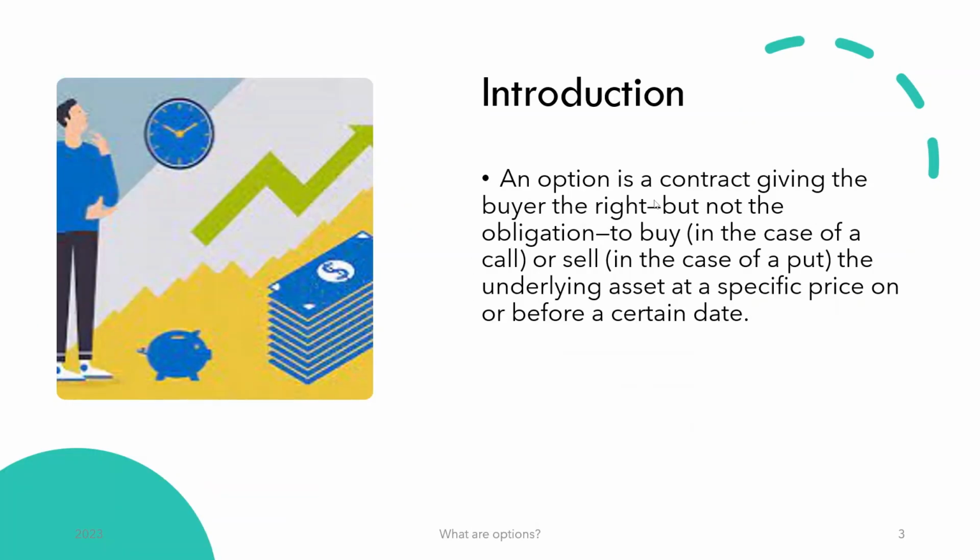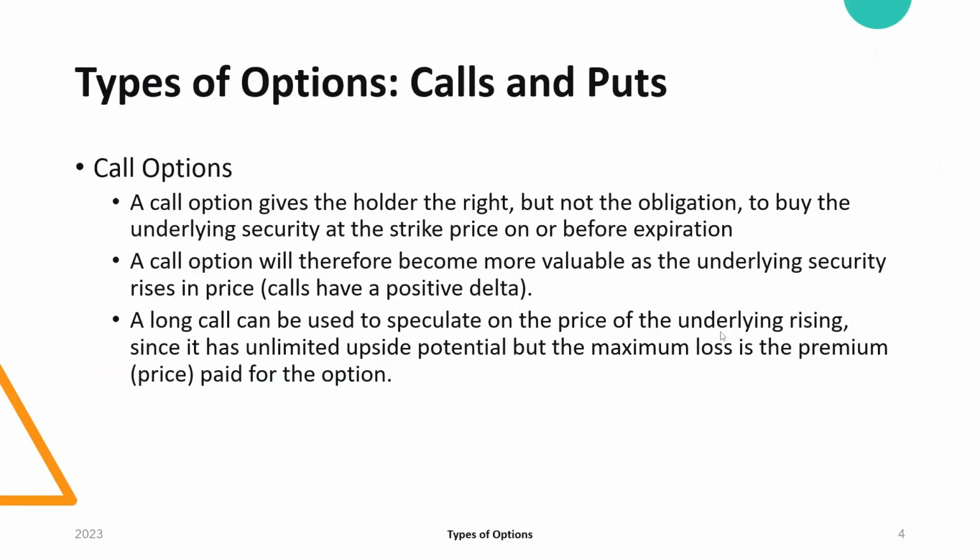So an option is basically a contract giving the buyer, which is you, the right to buy, not an obligation, in case to buy or sell. So if you have a call option, that is the right to buy. If you have a put option, that is the right to sell the underlying asset at a specific price on or before a certain date.